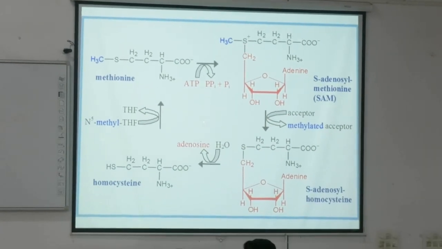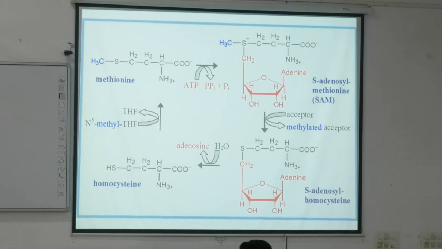So all of these are necessary for sympathomimetic action. You see here the acceptor is norepinephrine, and it will become epinephrine. How? Because S-adenosyl methionine will give you a methyl group, giving adenosyl homocysteine, and the methylated acceptor is epinephrine. Okay.